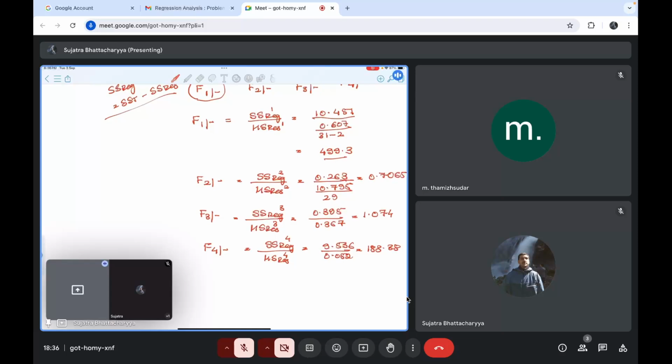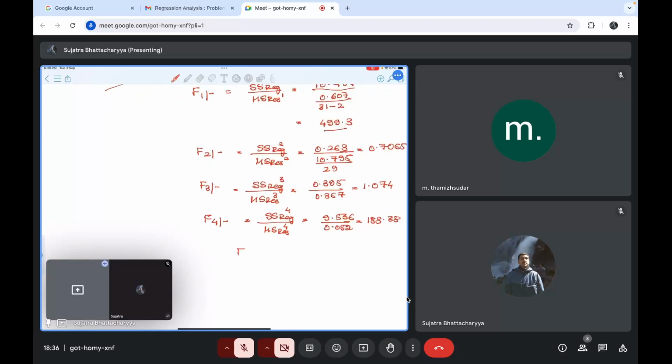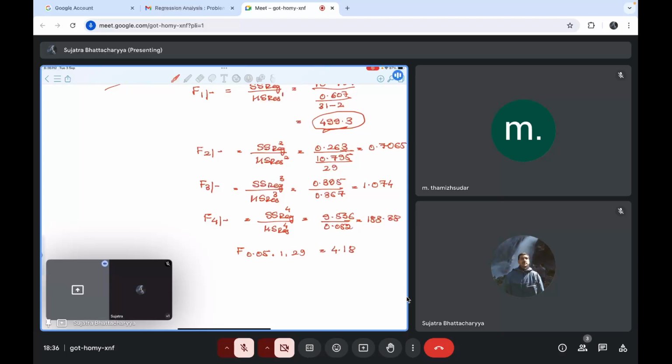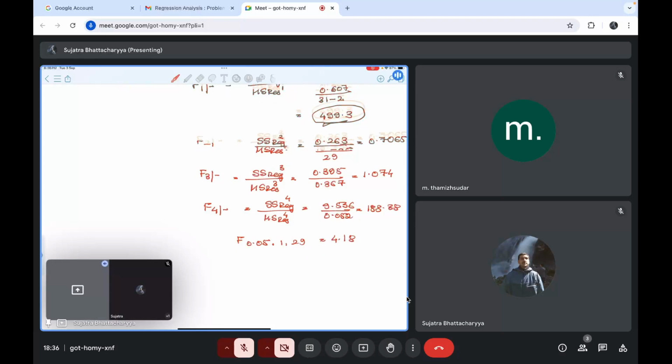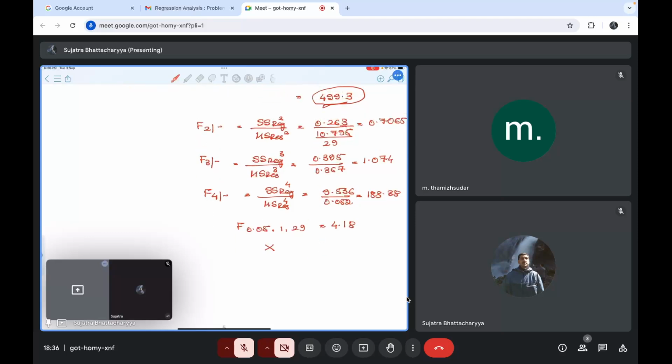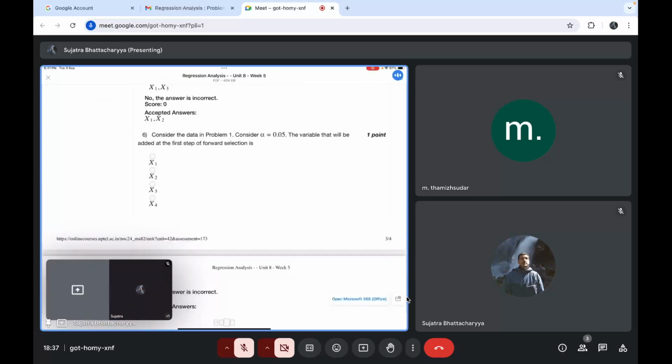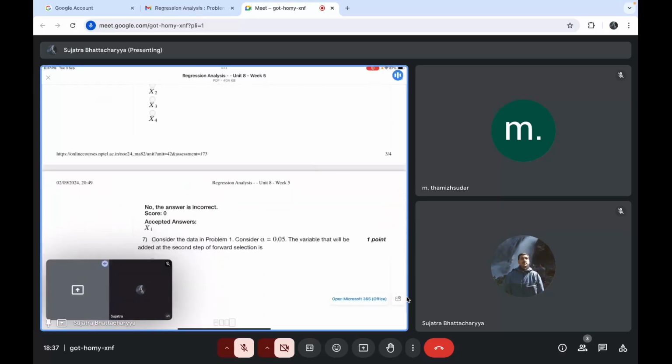Based on that, now we will have our F.05, the testing criteria, 1 comma 29, which is 4.18. The thing which is added is the highest one here. Okay, so this is the only highest one we have as compared to any other, and it is greater than this. Therefore, we add x1. x1 is added. Okay, so for the sixth question, we can see that x1 is added. The accepted answer is x1.